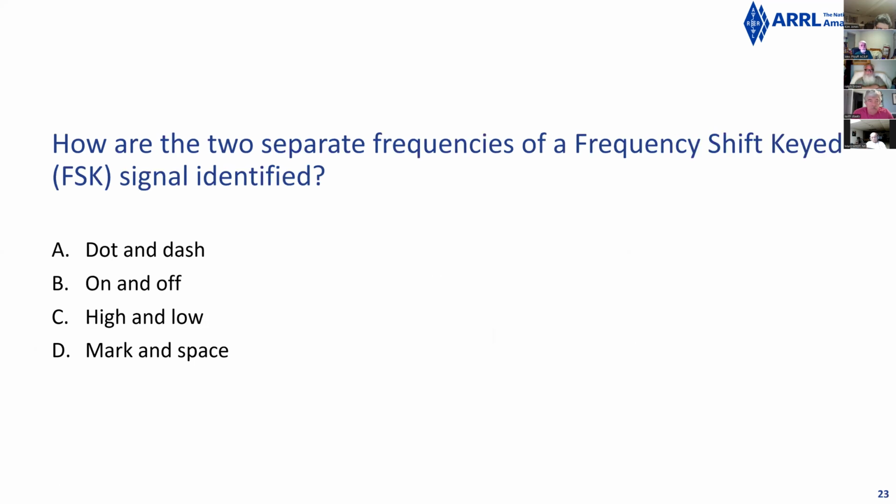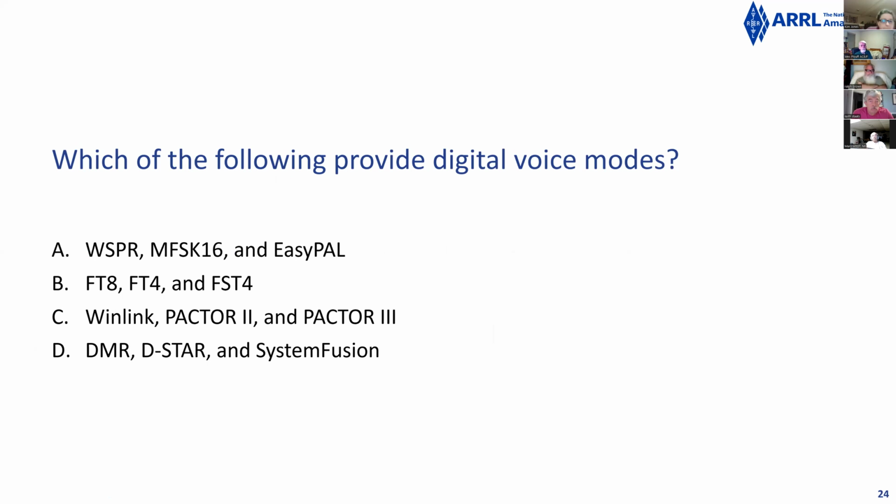How are the two separate frequencies of a frequency shift key signal identified? Dot and dash, on and off, high and low, mark and space. D, delta, that's right, mark and space. Which of the following provide digital voice modes? Whisper, MFSK 16, EasyPal, FT8, FT4, FST4, WinLink, Pactor 2, Pactor 3, or DMR, D-Star, and System Fusion. D, delta. Yeah, easy one, that's Delta.